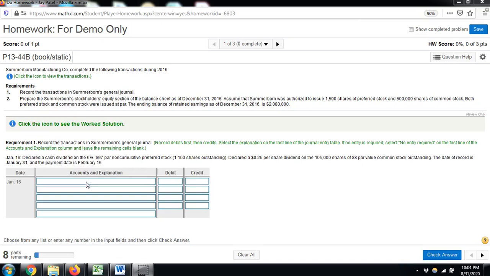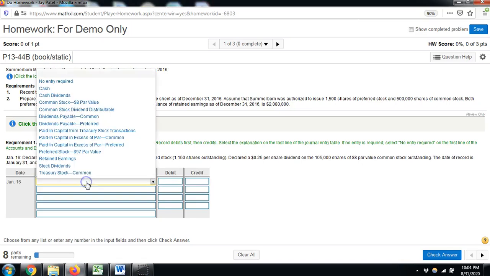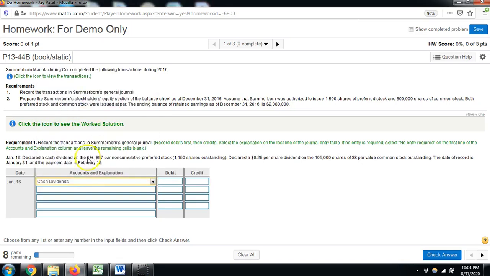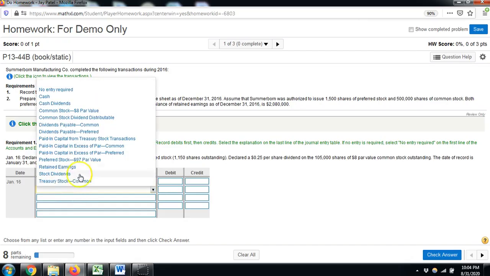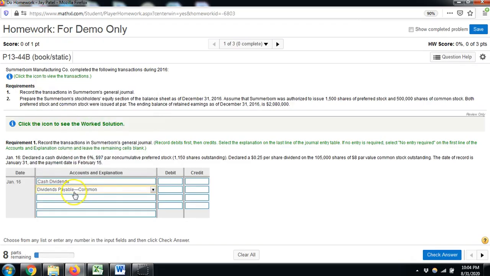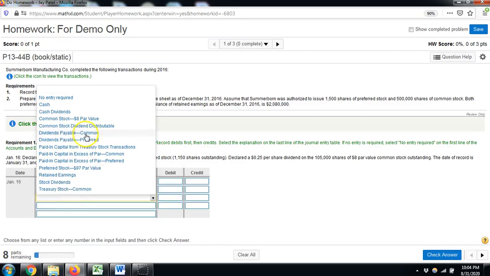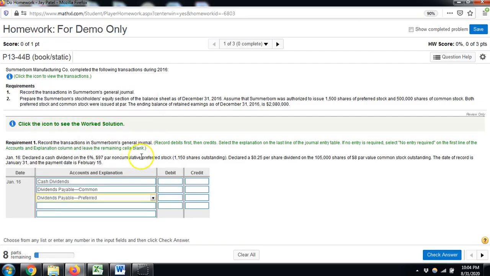So what we do is basically we're going to have cash dividend that's being paid both to our preferred stock and our common stock. So we're going to have this cash dividend account. Since it's the declaration date, we're not actually paying out cash. So we're going to have dividends payable common and dividends payable preferred. And so now let's go ahead and calculate what the amounts are.